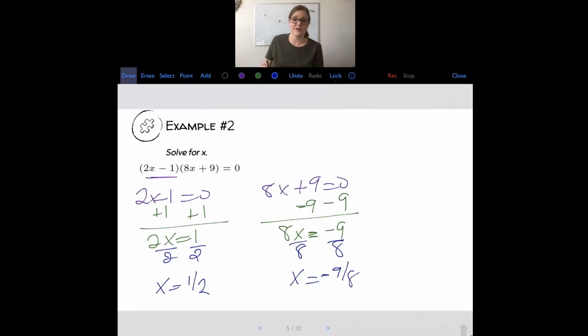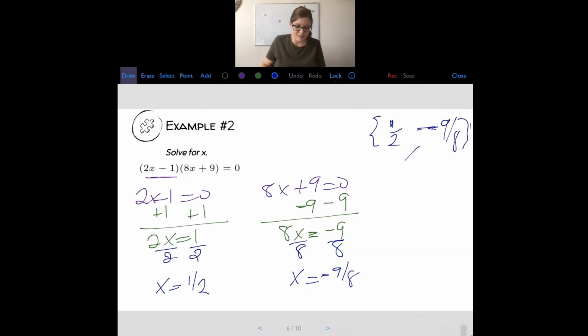Okay, so those are your two answers. You may see it written as the solution set is, and then it'll have braces. You would put 1/2 and negative 9 over 8. Let me make that a little bit more legible. Negative 9 over 8 with the brace.